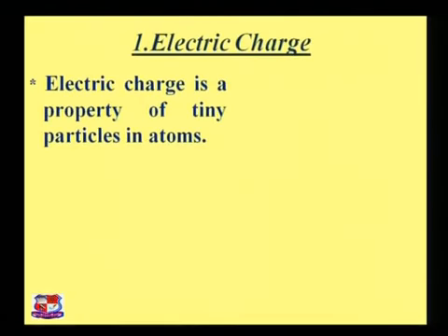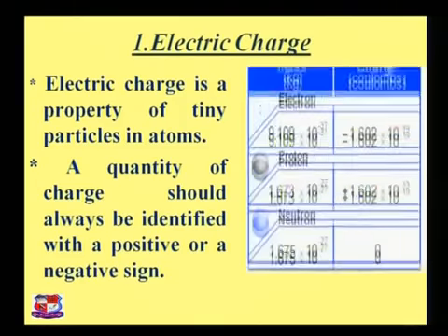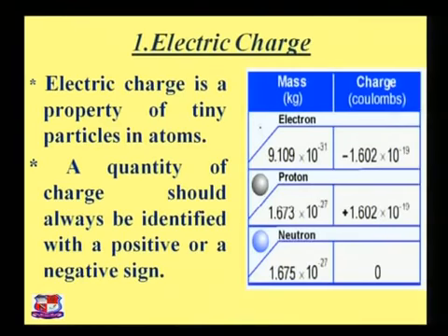Electric charge is a property of the tiny particles in an atom. The quantity of charge should always be identified with a positive or negative sign. So any material has either a positive electric charge or a negative electric charge. We can also find some materials that are electrically neutral, which means they have an equal amount of positive electric charge and negative electric charge.